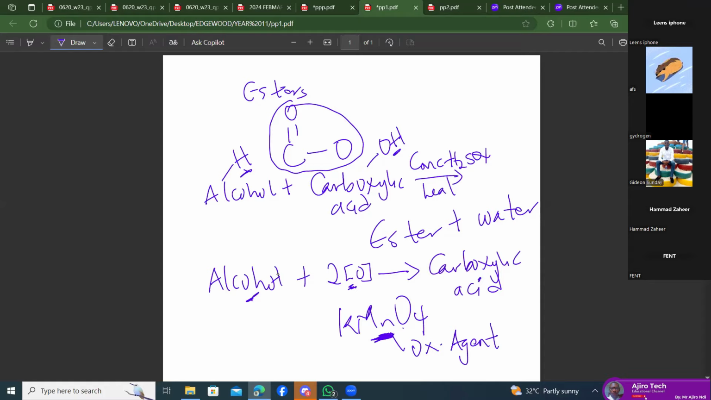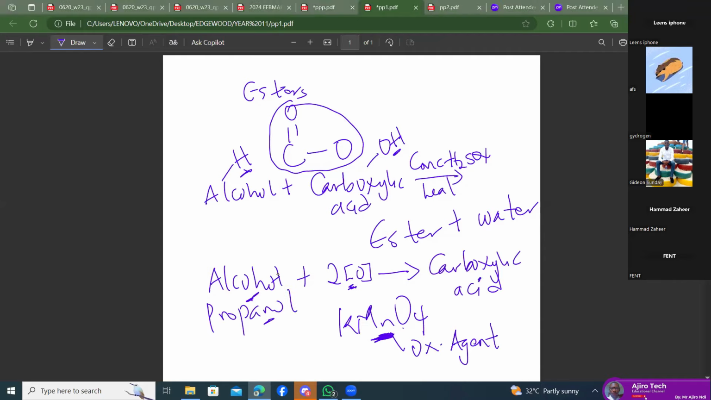So if you oxidize propanol, you're going to have propanoic acid. If you oxidize butanol, you're going to have butanoic acid. So that is the process of oxidation. For the person who asked the question of oxidation, I believe that has been clarified.